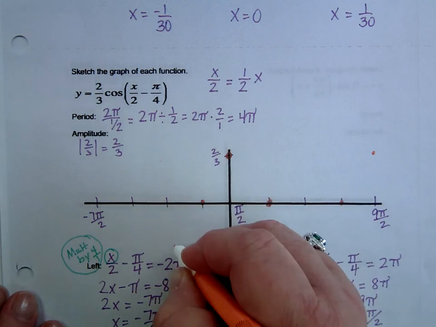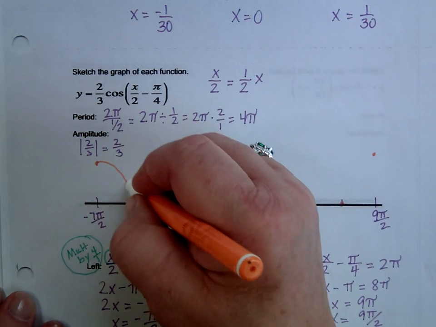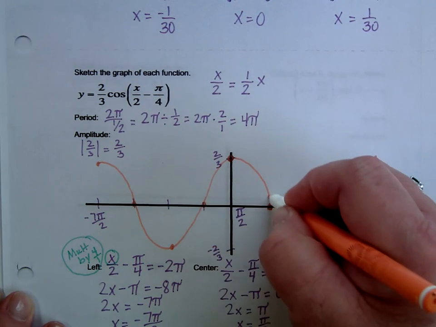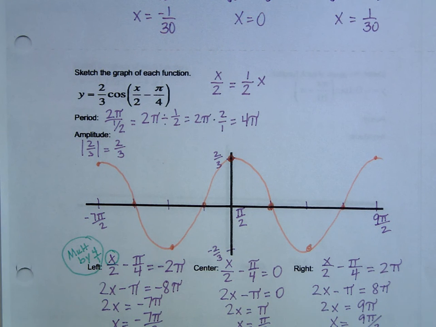Same dots over here. Connect your dots. Just connecting my dots. I got a pretty smooth wave. And there you go. Now you have a graph for 2/3 the cosine of x over 2 minus pi over 4.